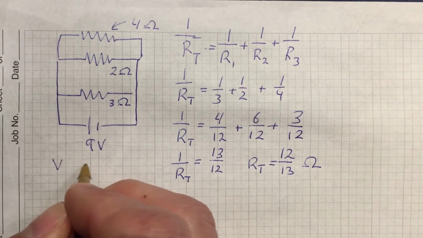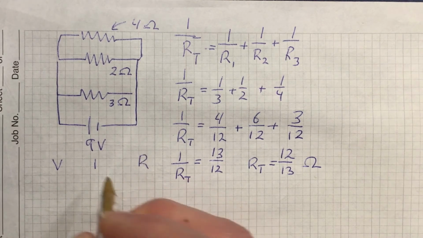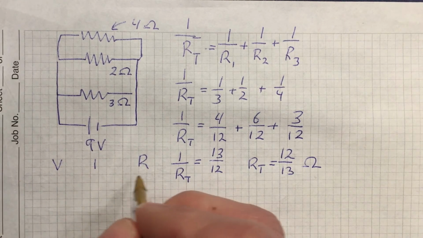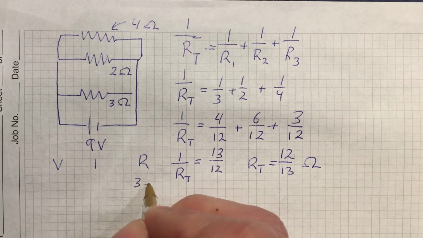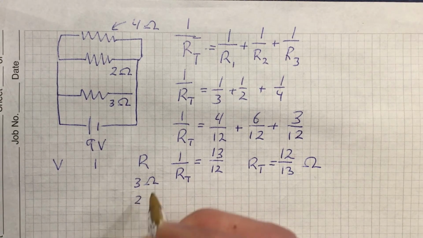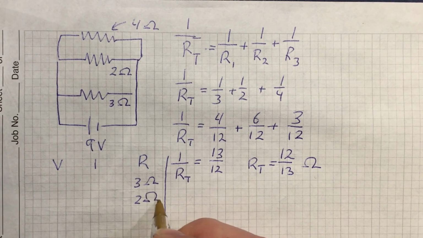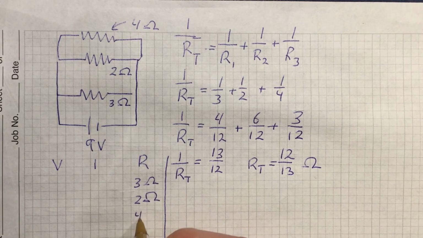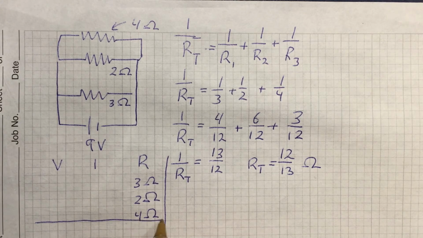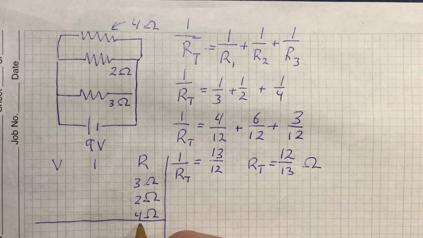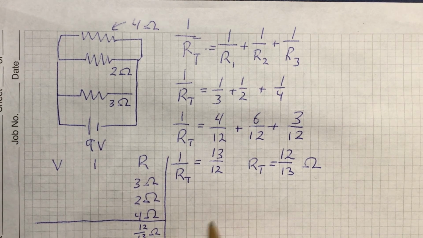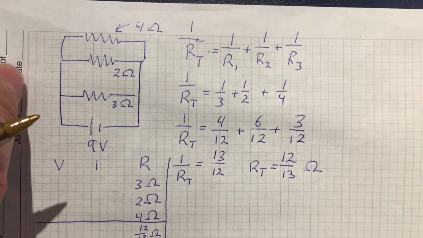So if we do a VIR chart for each case, our first resistor, remember, is going to be 3 ohms. Our second one is going to be 2 ohms. Our last one is going to be 4 ohms. And our total is going to end up being 12 over 13 ohms. I'm just going to adjust the camera so we can see that a little bit more clearly.